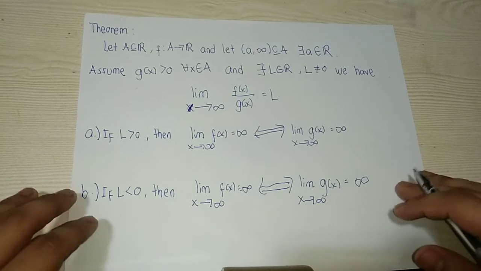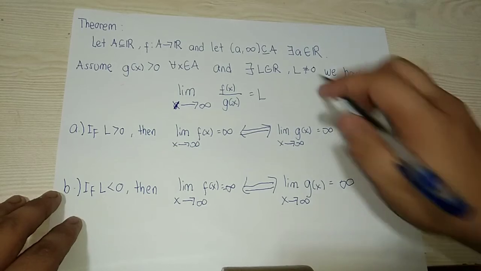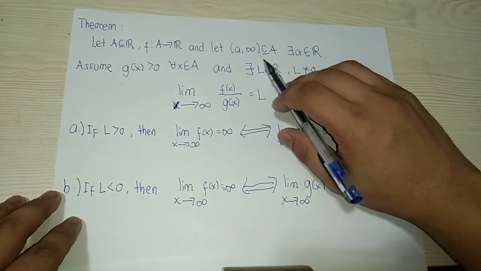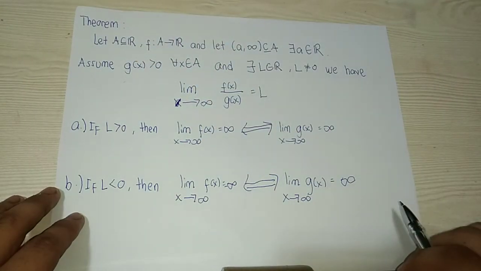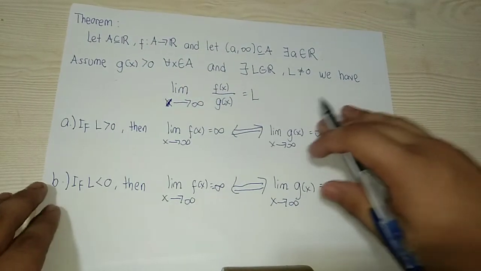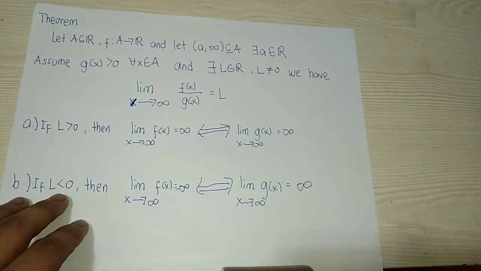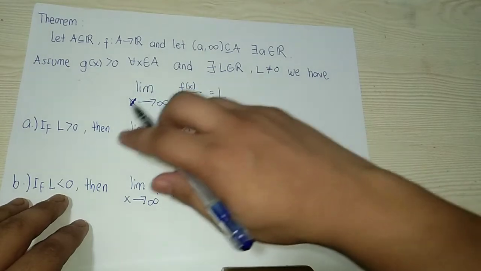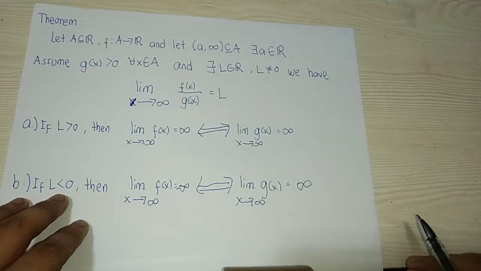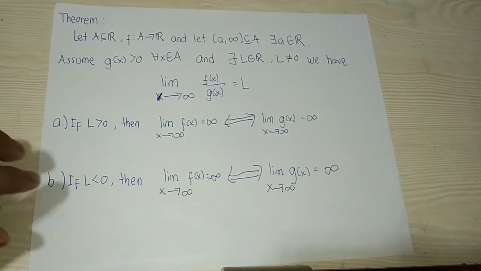Okay. So let's have this theorem. Let A be a subset of R, f be a function from A to R, and let A, infinity be a subset of A for some A element of R. Assume that g of x is positive for any x element of A. And let's say for some real number L, such that L must not be equal to 0, we have the limit of f of x over g of x as x approaches infinity equals L. Okay, so this is just an assumption.